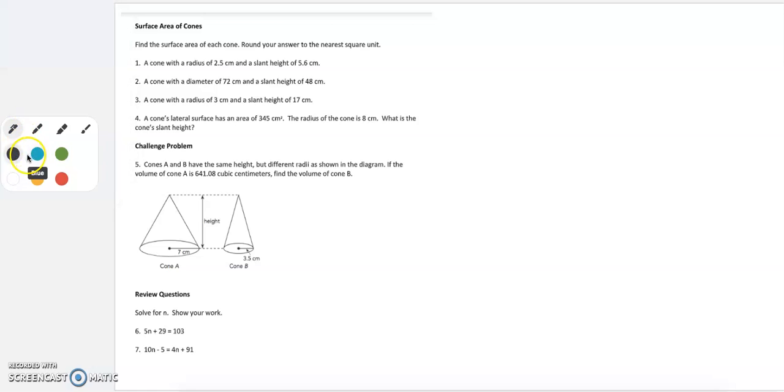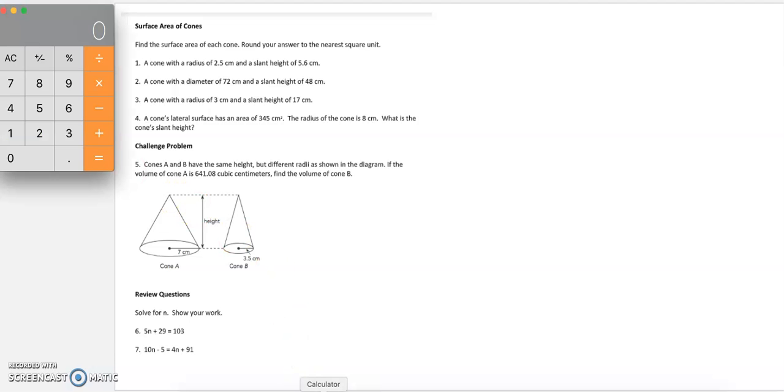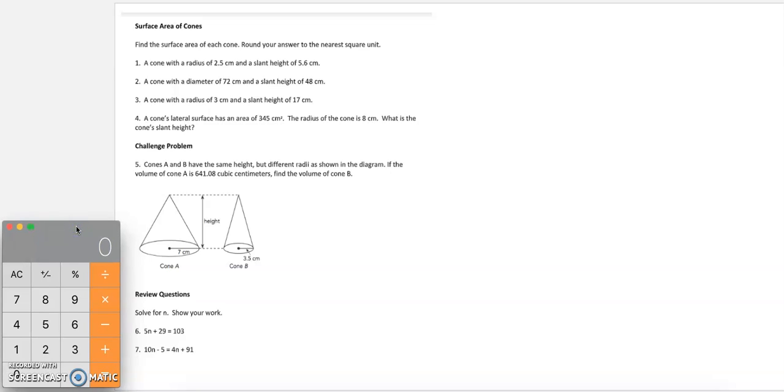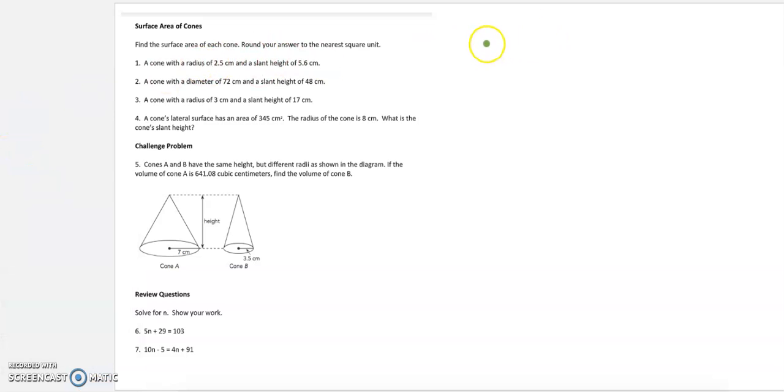Let's do it. So first one, this down here. Okay, so for the first three of them, they're kind of the same. You just find the surface area of each cone. So what we're going to do is use the formula. Surface area of a cone is pi r squared plus pi rl.